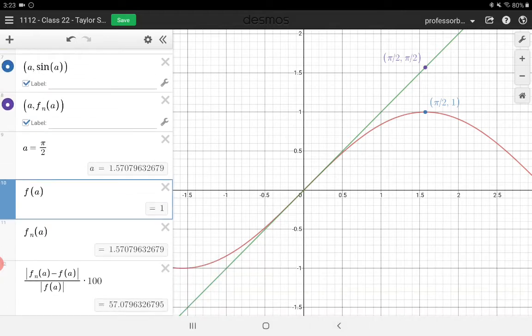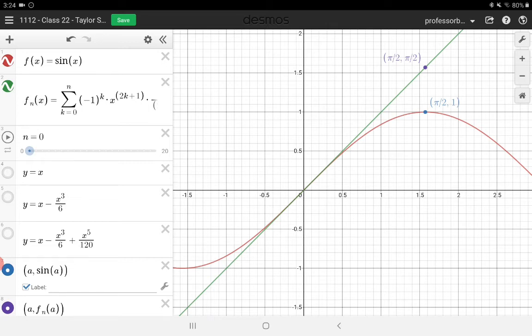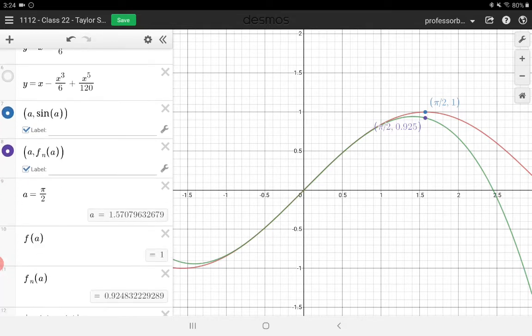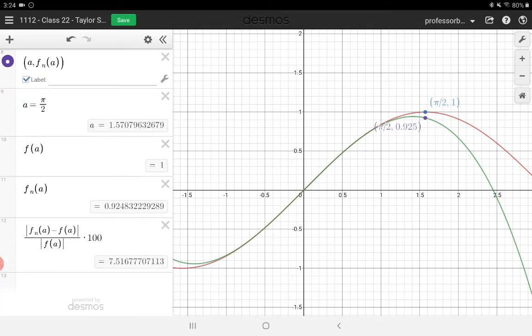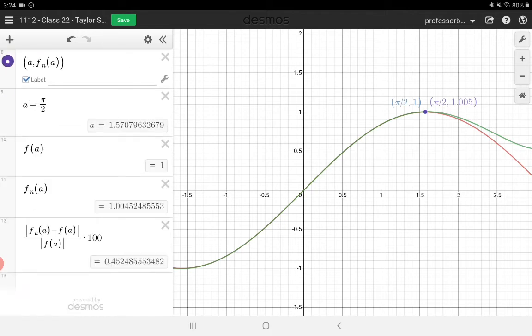And so notice what happens visually as I add more terms to the function, as I move n bigger. All of a sudden that point jumps a lot closer. Now we're outputting 0.925, we're talking about a 7.5% error, much closer. If I add another term, all of a sudden that's pretty close, 1.005. That's a 0.45% error. Remember, that's not 45%, that's 0.45, under 1%. That's almost exactly the same.